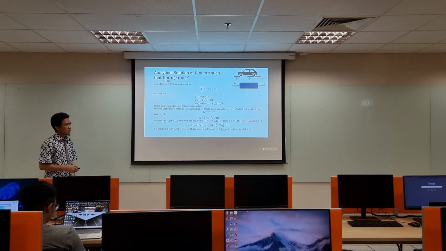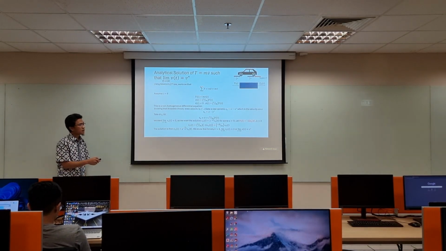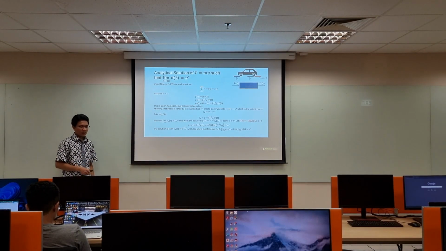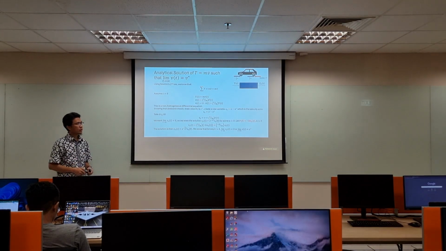So this solution is the continuous time solution. Why is that? In continuous time we have the dv over dt in there. But I want to bring you into the discrete time solution now. So we want to discretize this, make it into a discrete time equation.